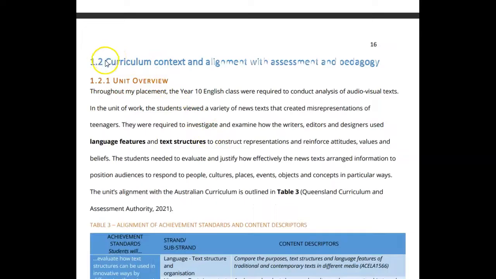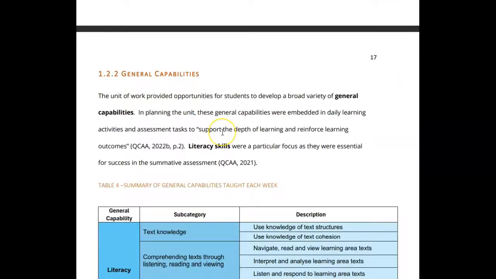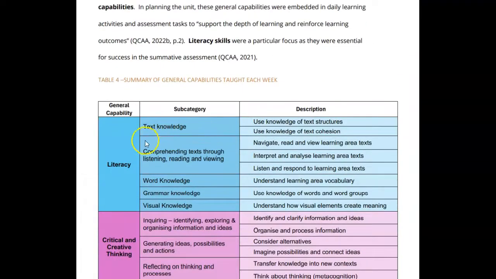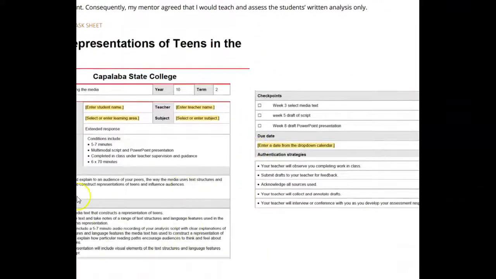Again, using the headings that are there. What have we got here? So we've got content descriptors, achievement standards, they've pulled it from the Australian curriculum. General capabilities, they've gone through and said these are the general capabilities that are going to be applicable to this unit, which will be taught continuously throughout. They've gone and just cut that off.